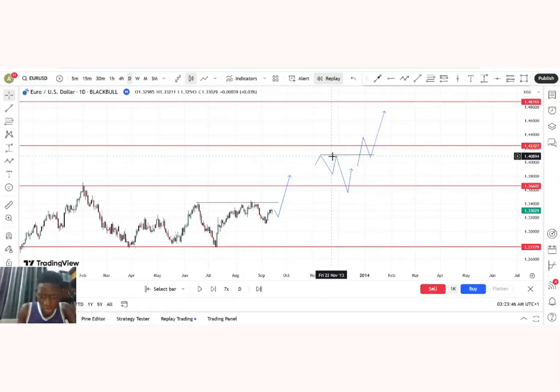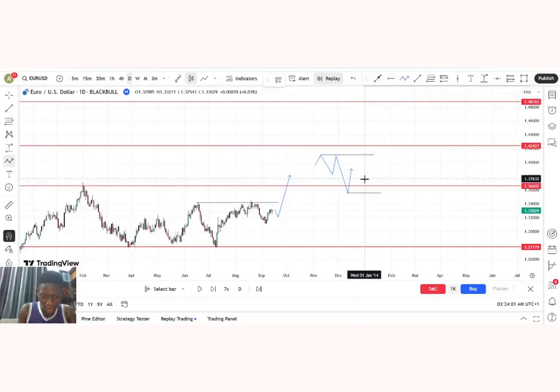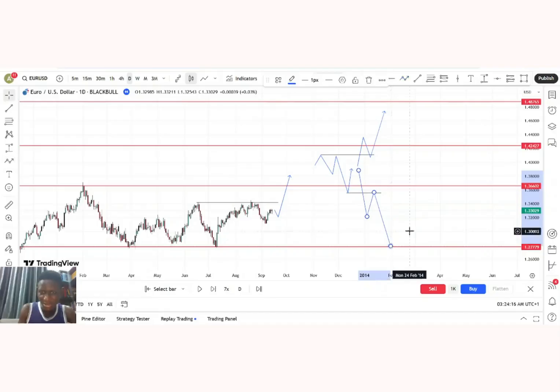Okay, so note this: when a resistance is broken, it becomes a support. And as well, when a support is broken, it becomes what? It becomes a resistance. So assuming this was not the case now, and then okay, let me just leave that, and then market from here broke down, that this will be a resistance. So a support is broken, it will now hold price as a resistance to the next point of support. So this was broken, it will now hold price to the next point of resistance.